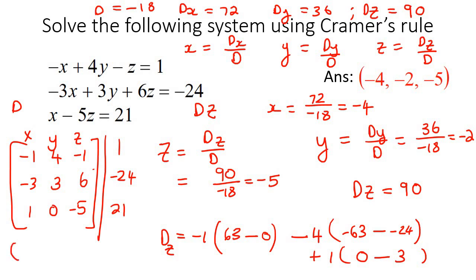It's such a mess, isn't it? So our final answer is going to be negative 4 for x, negative 2 for y, and negative 5 for z. There we go.